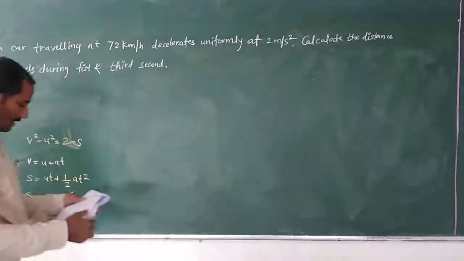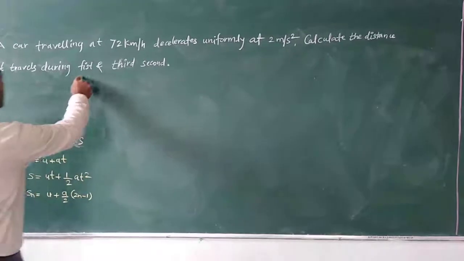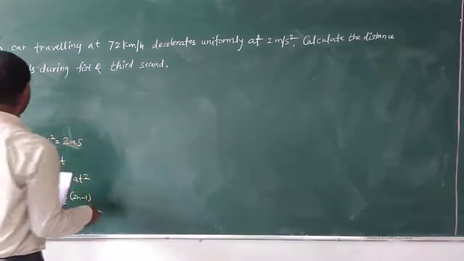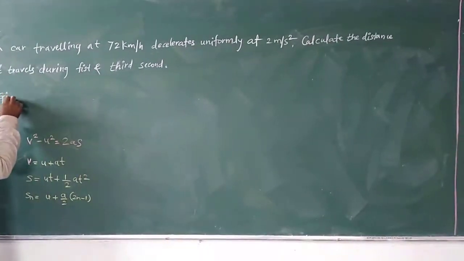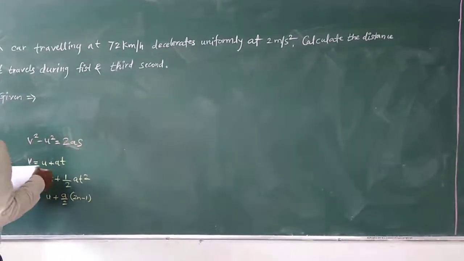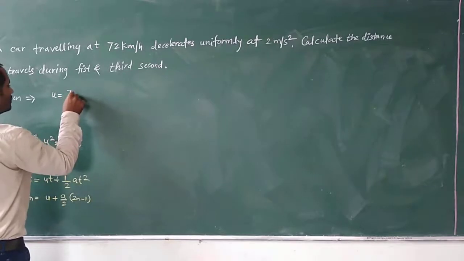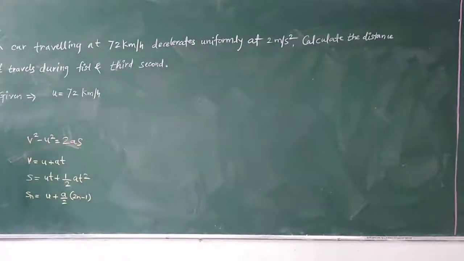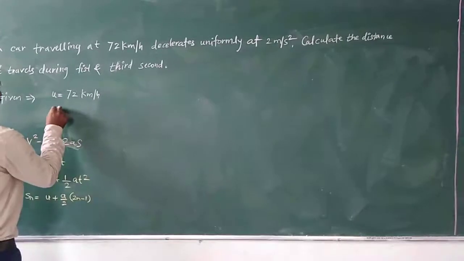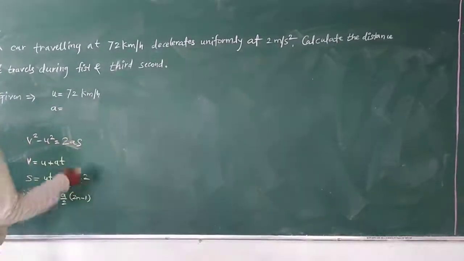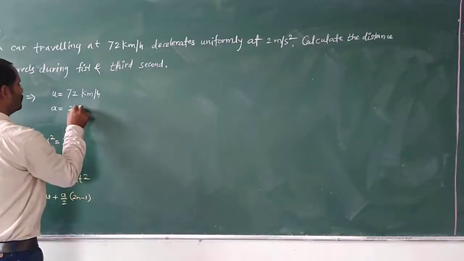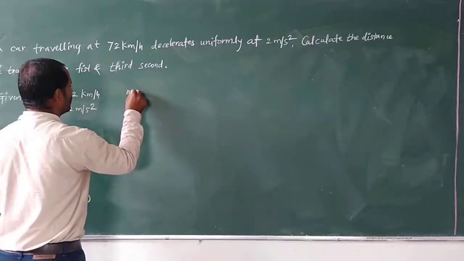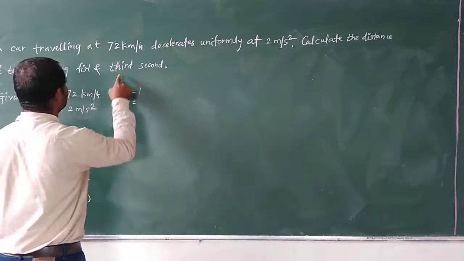तर आपल्याला डिस्प्लेसमेंट ॲट फर्स्ट अँड थर्ड सेकंड फाइंड करायचं आहे. So given, I will write here. Given: u is equal to 72 kilometer per hour. a means negative acceleration, given 2 meter per second square. Then n is given. n is equal to 1. n is equal to 3.